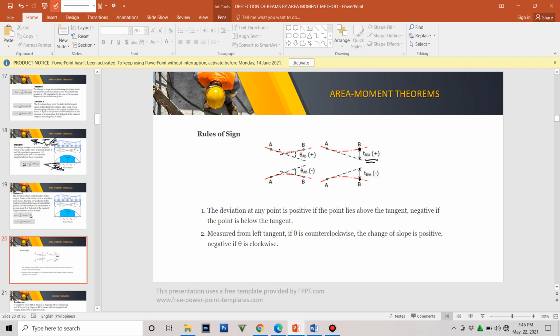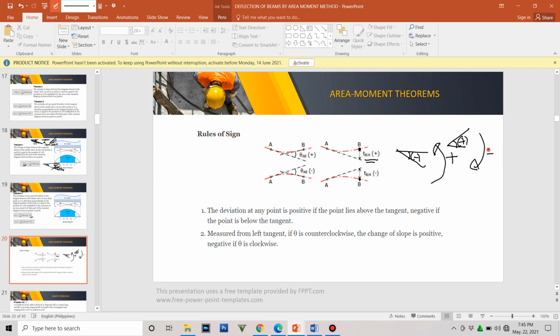When it is a depression, initially, that is a negative angle. When it rotates counterclockwise, it moves towards positive. It is towards positive. Okay? So when it is like this, this is a positive angle. And if it will move clockwise, it becomes 0 and then becomes negative.